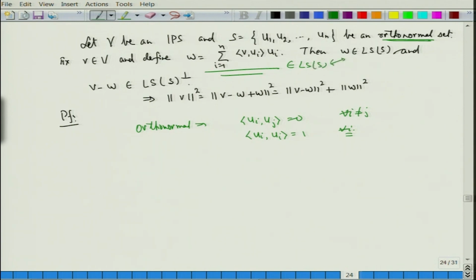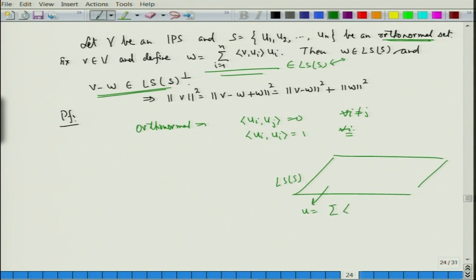Then w belongs to this, because u1 belongs, u2 belongs, un belongs, so their scalar multiples belong, therefore their sum belongs. All right. What is more important is to understand this part, that v minus w is orthogonal. Let's look at it geometrically first: I have a plane here, generated by the linear span of S. So every element here is of the type summation of u comma ui times ui. Is that okay?